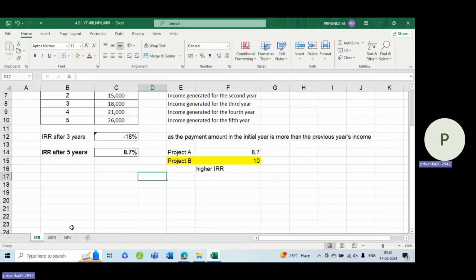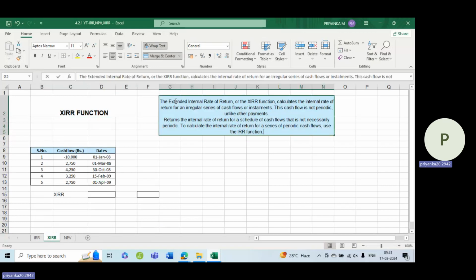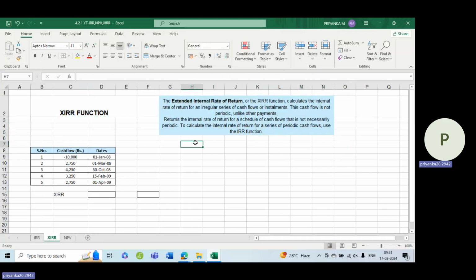Now let us move on to the next concept, which is XIRR, which stands for extended internal rate of return. We already have a concept called IRR, so why is XIRR needed? Let me explain. What is the difference between IRR and XIRR?